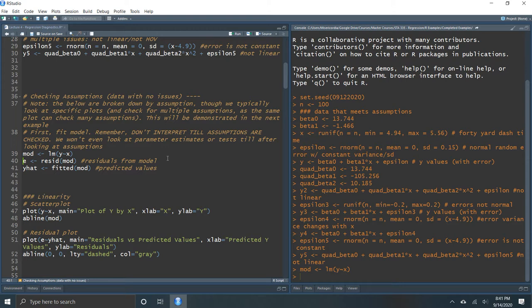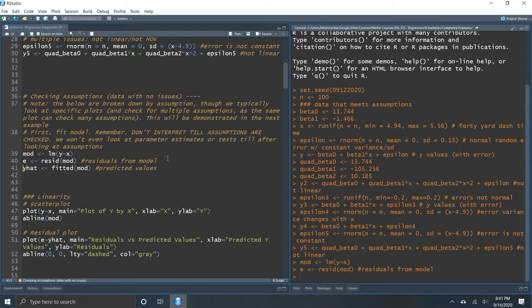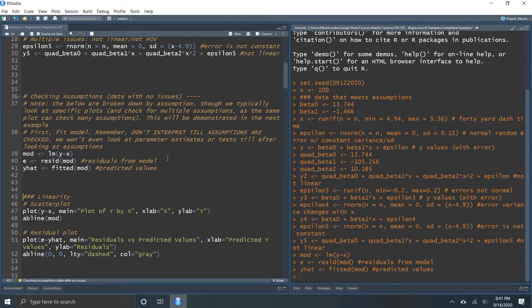Now I don't even look at what the parameter estimates are, or I don't look at the significance tests, because I don't care until I've checked the assumptions. Remember, we check the assumptions first before we interpret. So I'm going to go on and create my residuals, and I'm going to create my predicted values. You can do that either by doing predict mod or fitted mod, but both of these will create predicted values, or y-hats.